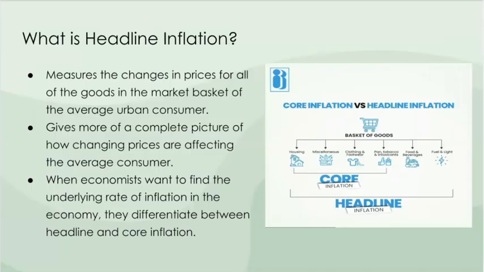Whenever economists want to find the underlying rate of inflation in the economy, they differentiate between headline and core inflation. So as you can see here on the right, core inflation is just these four right here, while taking out food and beverages, fuel and light, which take a big toll on the average consumer. So that's what headline inflation includes as well.